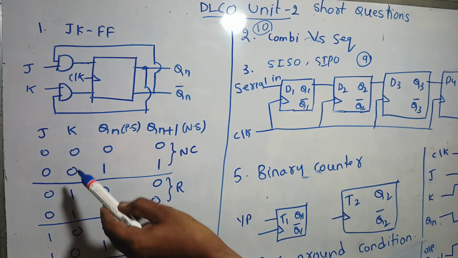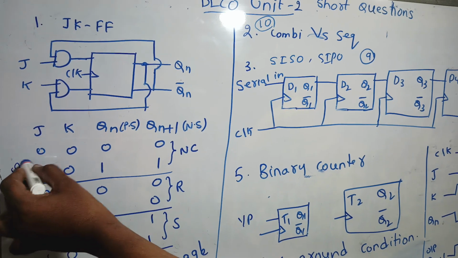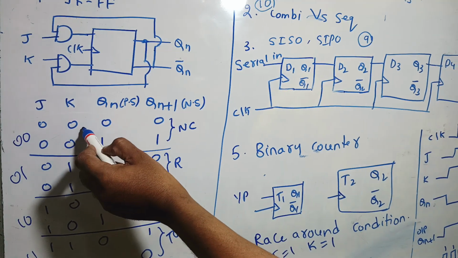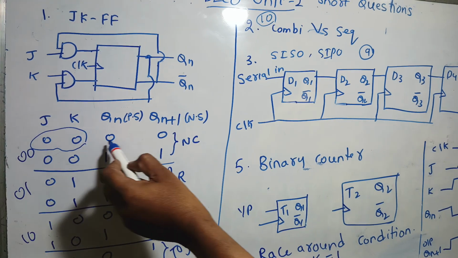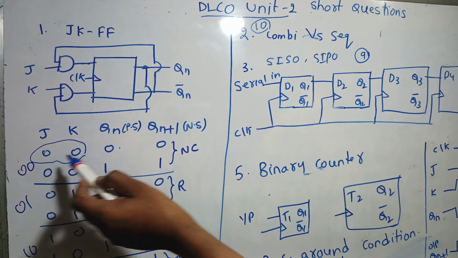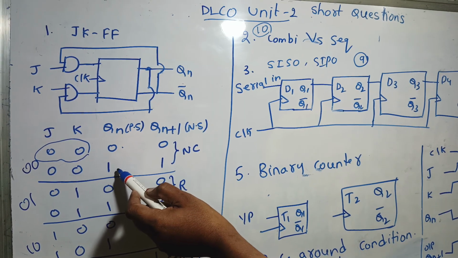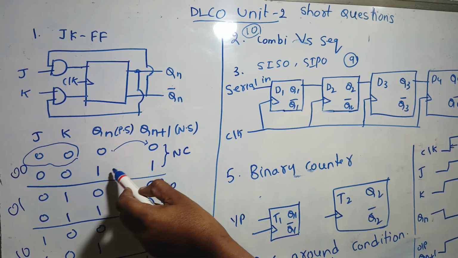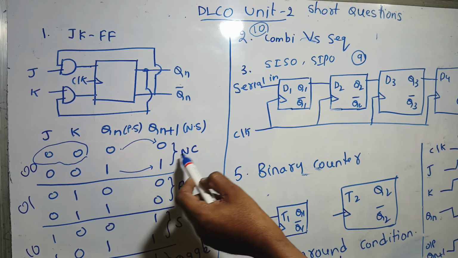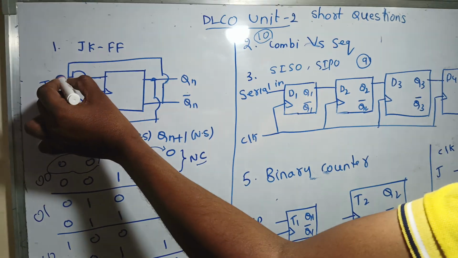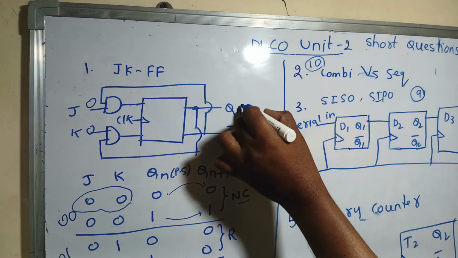Two inputs means four combinations: 0 0, 0 1, 1 0, 1 1. For 0 0, if prime state is 0, what is the output? 0. For the 0 0 case, it is the same. For example, if prime state is 1, then output is 1. That means whatever the prime state may be, we are getting the same state as the output. That is no change state. No change is nothing but J is 0, K is 0.